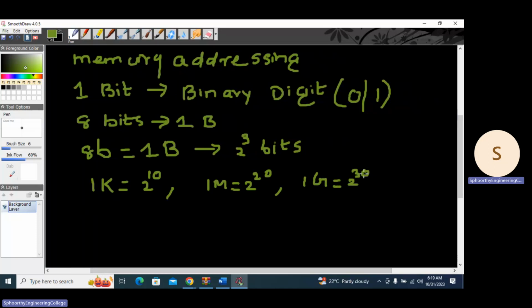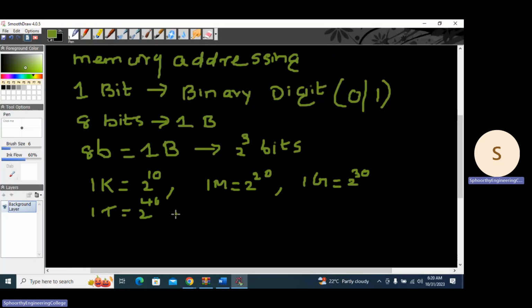It can be bit or byte. If I put a small b, it becomes bit. If I write a capital B, it becomes byte. So if I say 1 kb, with a small b, it is 1 kilobit. If that B is a capital B, I should read it as 1 kilobyte. So 1k, 2 power 10, means 1024. 1 mega is 2 power 20, 1 giga is 2 power 30, and 1 tera is 2 power 40.